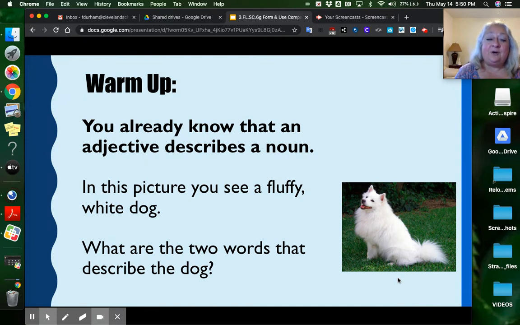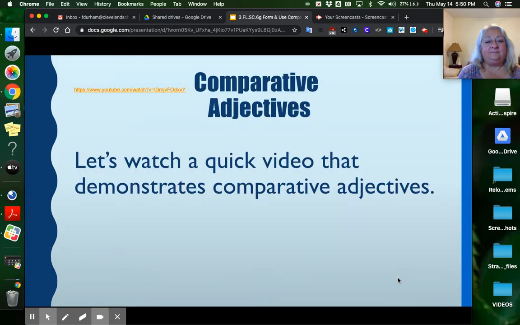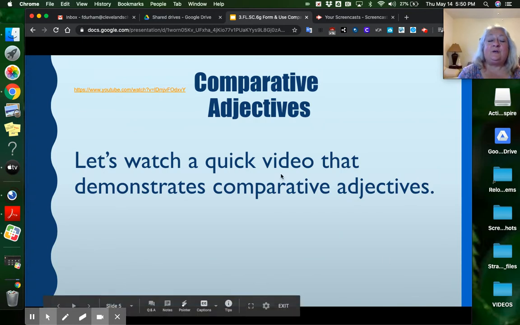You already know that an adjective describes a noun. In this picture, you see a fluffy white dog. What are the two words that describe the dog? That's right, fluffy and white. We're going to watch a quick video that demonstrates comparative adjectives.